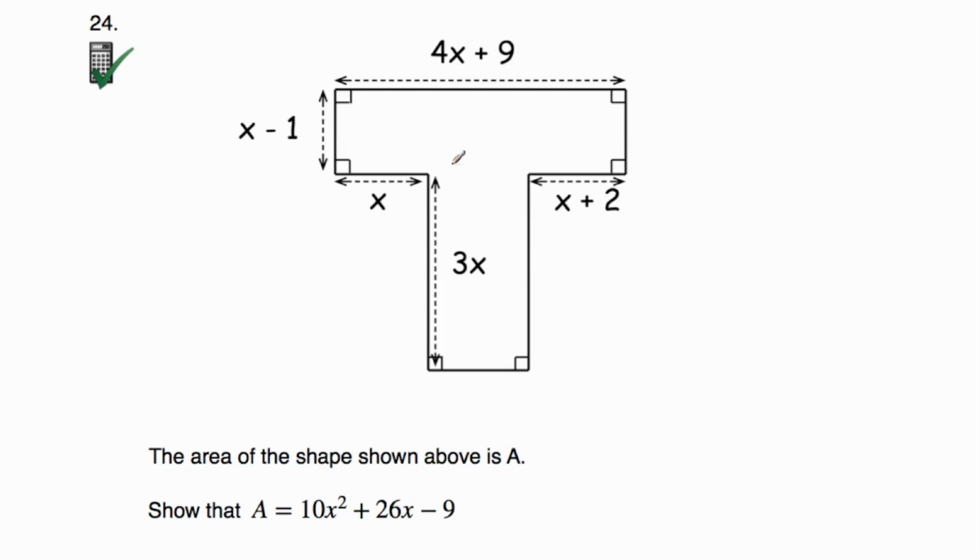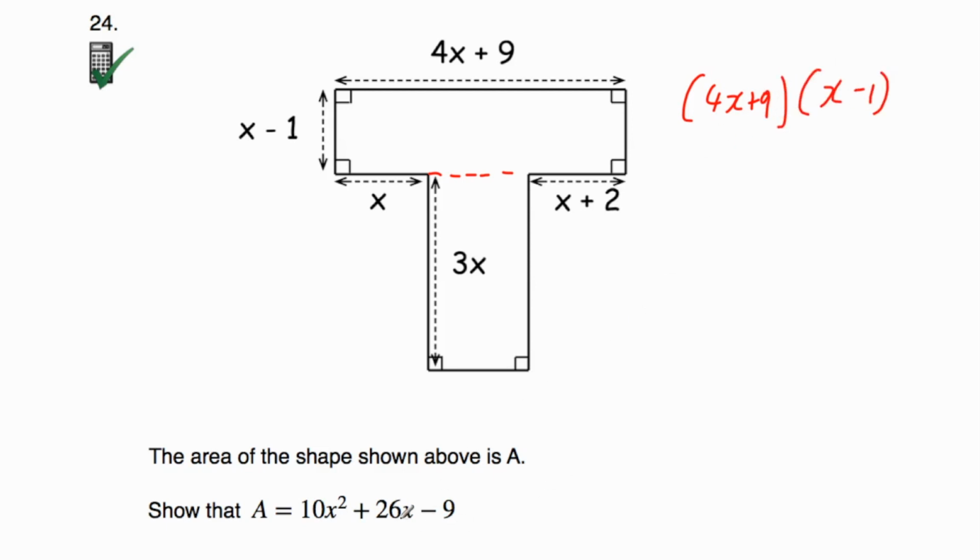So let's split this into two rectangles. Let's divide it into a horizontal rectangle here and a vertical rectangle here. And let's get the area of both of those rectangles and add them together. So let's start off with the top. We know the length of the rectangle is 4x plus 9 and the width is x minus 1. So let's multiply those together. 4x plus 9 and then x minus 1.